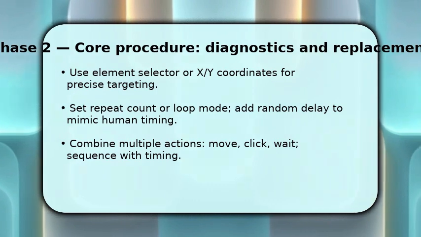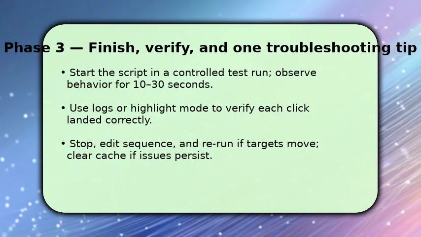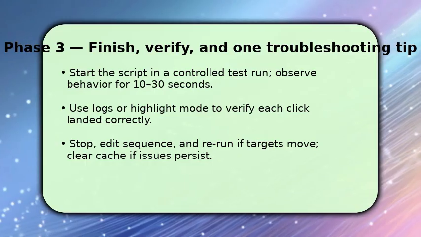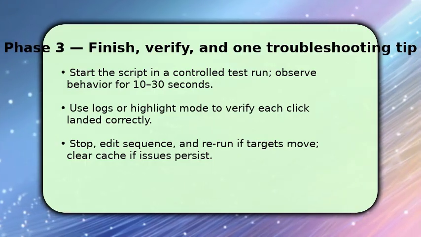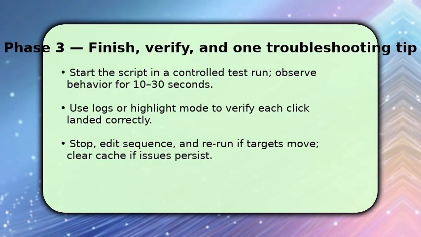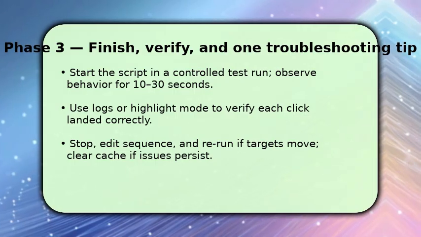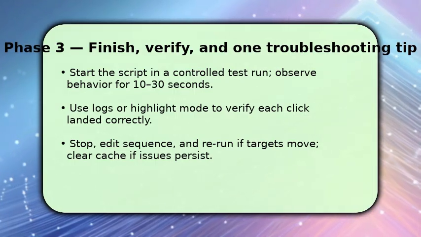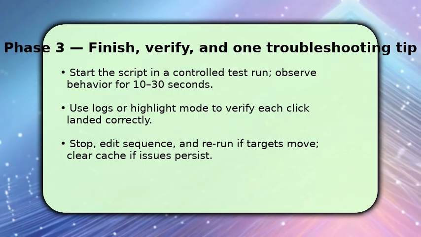Start with a short test run and watch closely for 10 to 30 seconds to confirm clicks hit intended elements. Make adjustments if you see missed targets, use highlight mode or a visual log to verify each click. Once stable, run the full routine but keep the window visible in single tab mode.